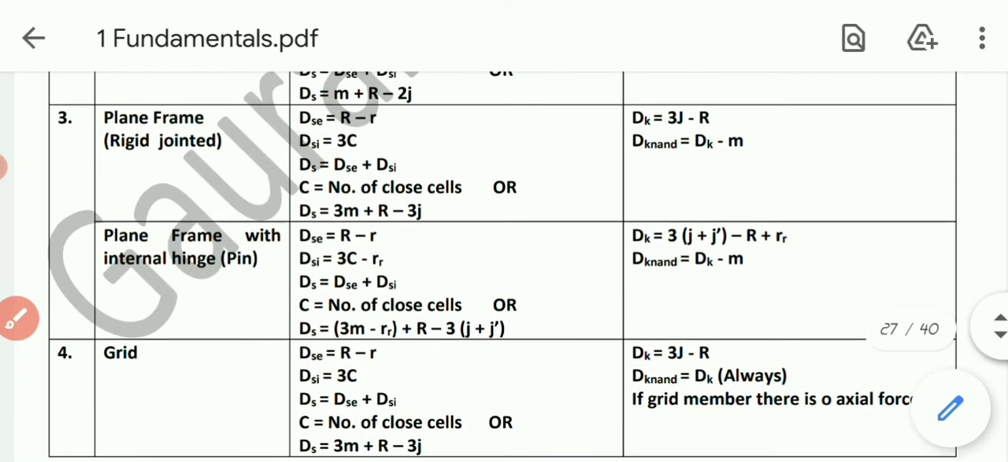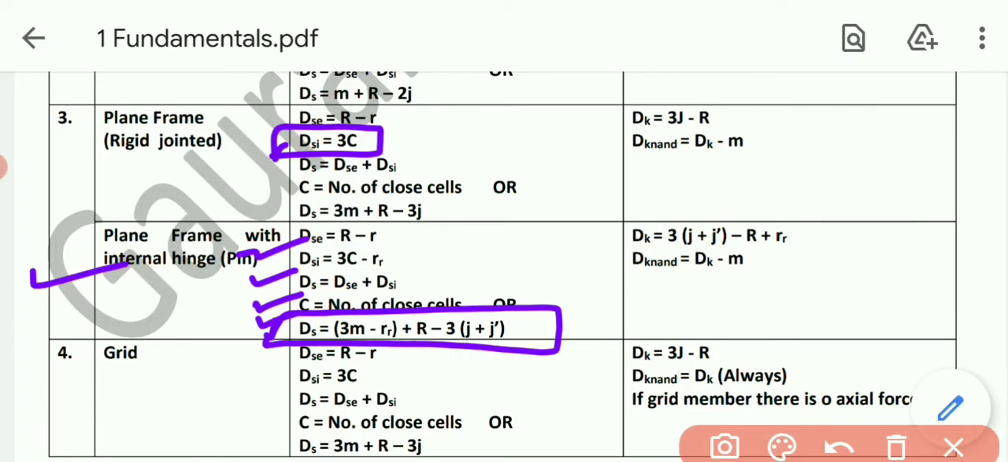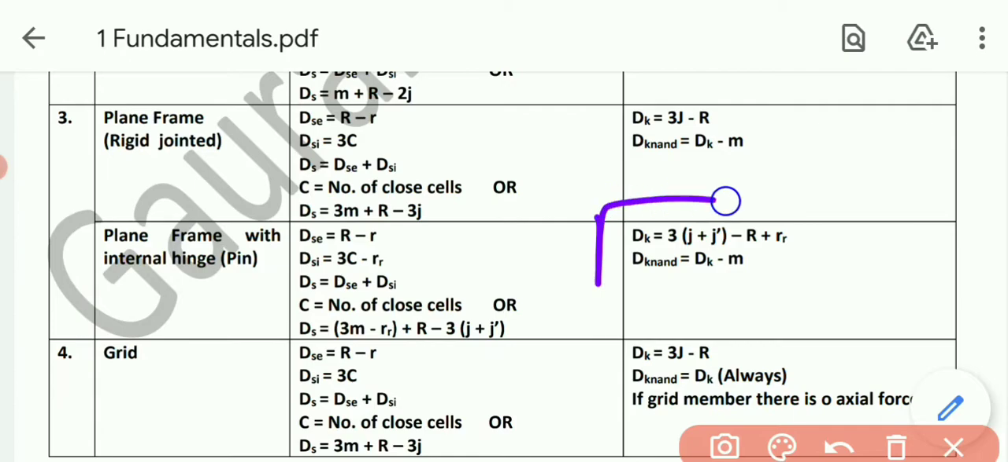This one is of the same category, plane frame, but this time with an internal hinge. So ds's formula is as it is, and as we discussed in the previous video, dsi is 3c minus rr. Finally ds equals dse plus dsi, where c stands for the number of closures, or alternatively we use the formula 3m minus rr plus capital R minus 3 times j plus j dash, where j dash stands for the number of pin joints and rr is the number of members connected to the pin minus 1. That was the formula. And for KI we use 3 times j plus j dash minus capital R plus small rr, and dk naught, like always, is dk minus m.